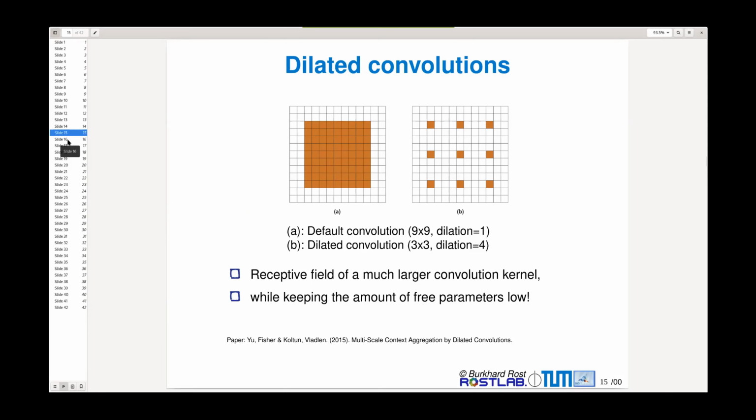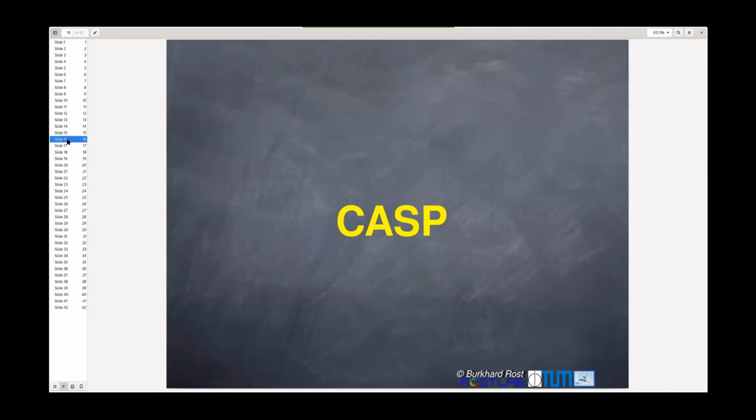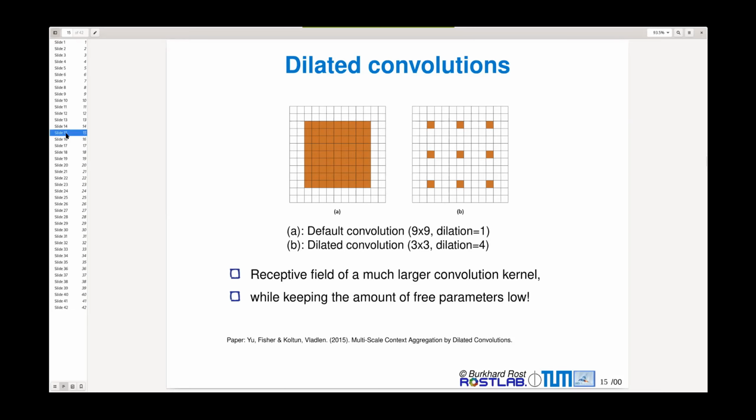So this was all the tools we needed from deep learning to move forward. Are there any particular questions on the deep learning?